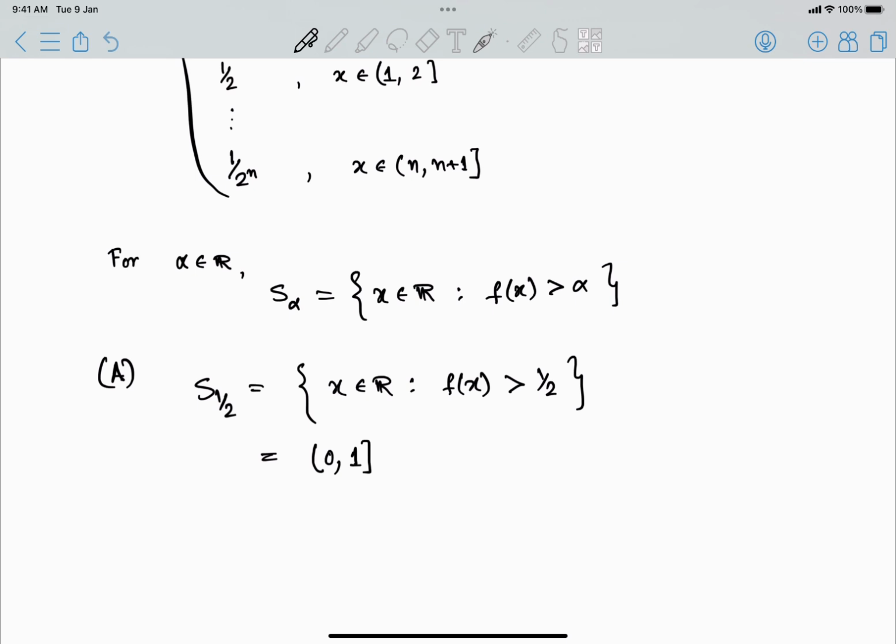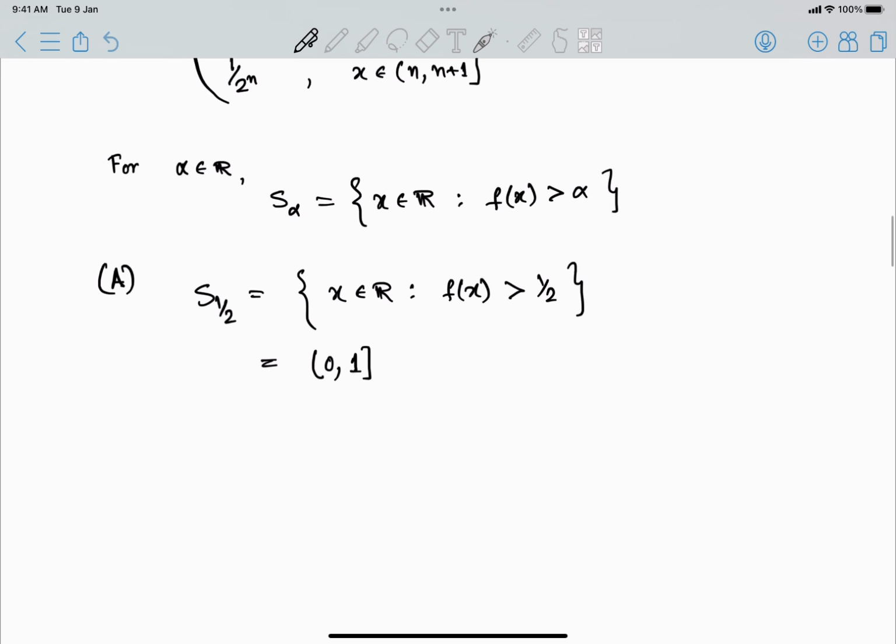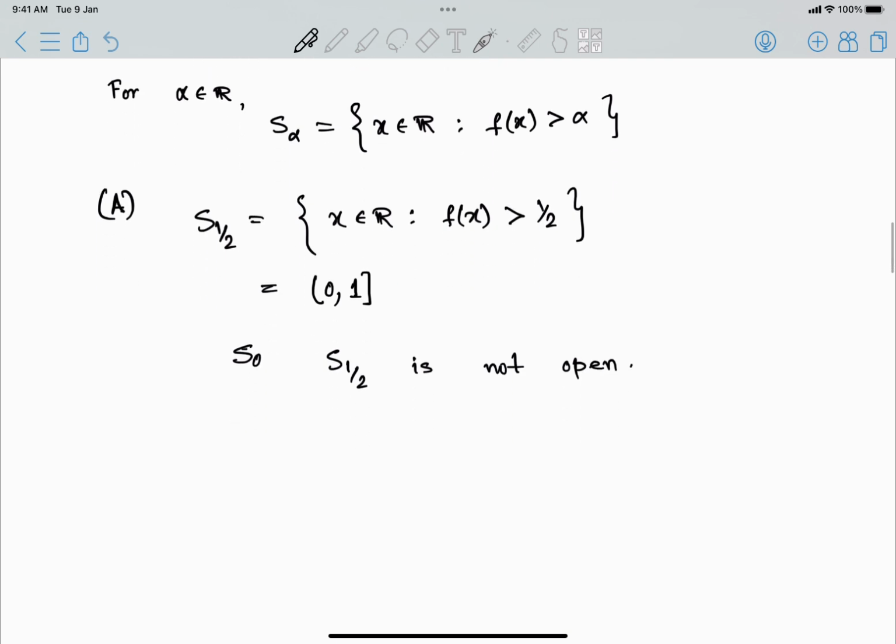So is this set open? This is not open, right? Because 1 is not an interior point. So S sub half is not open. Right. So option A is false.